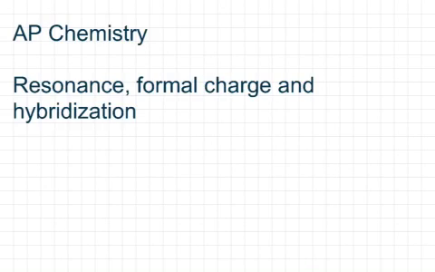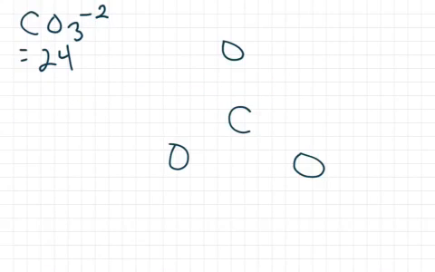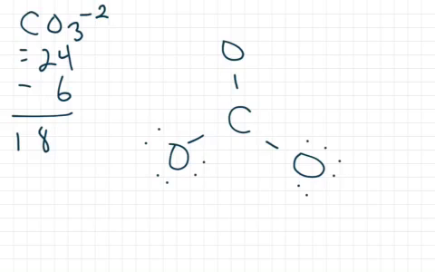So let's look at some unexpected results from these drawings. If we're following our rules for CO3, then we know that there needs to be 24 total electrons. We're going to put carbon in the middle, 3 evenly placed oxygens on the outside, use 2, 4, 6, which brings us down to 18, 2, 4, 6, 8, 10, 12, 14, 16, 18.